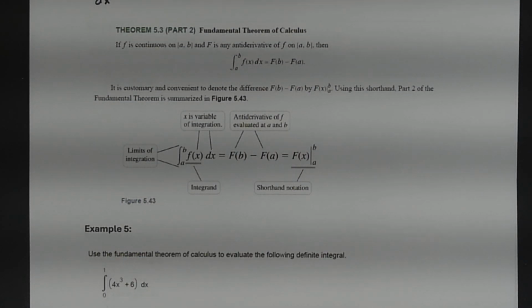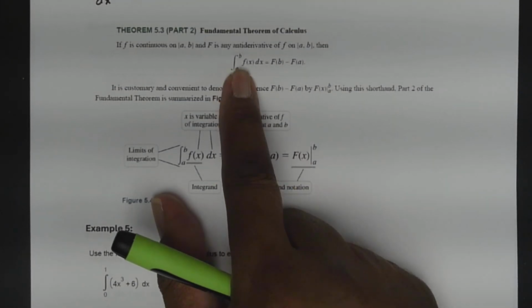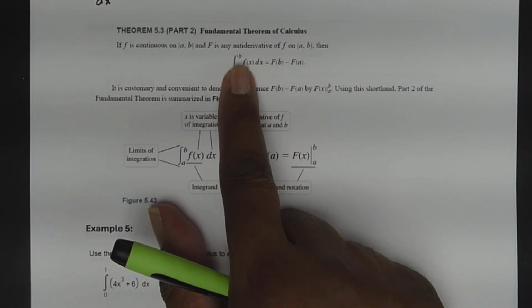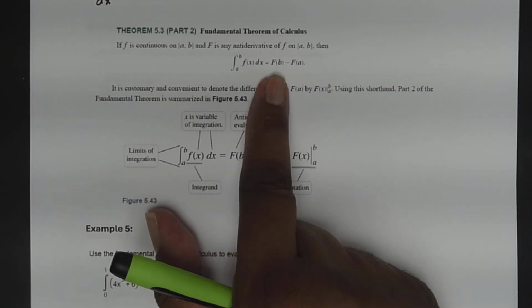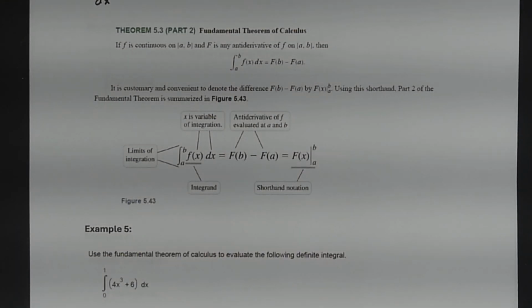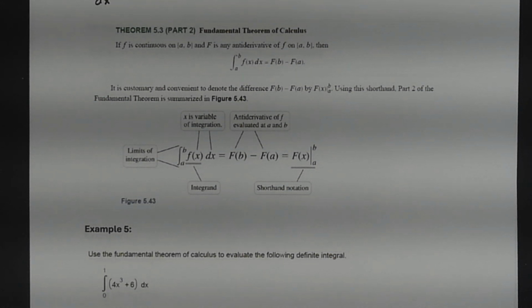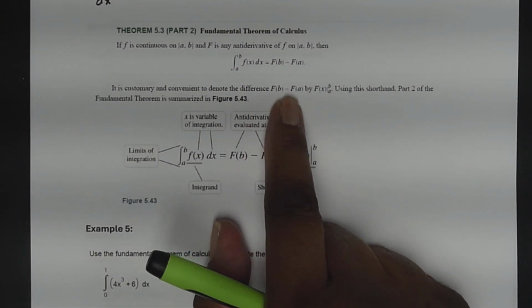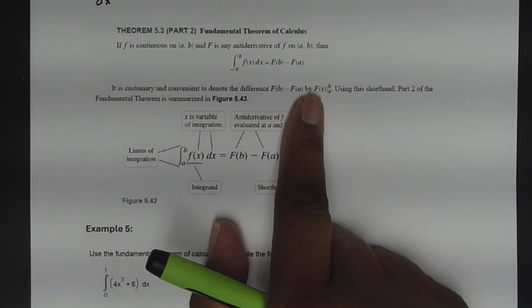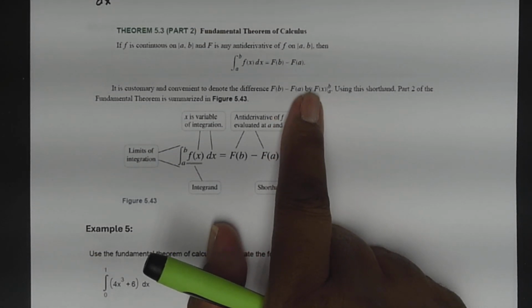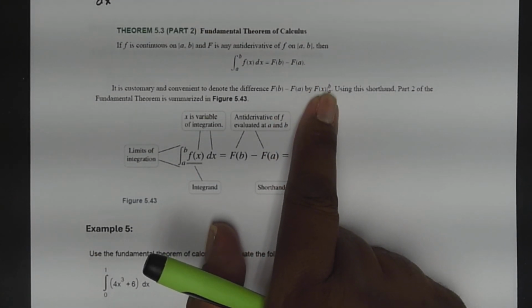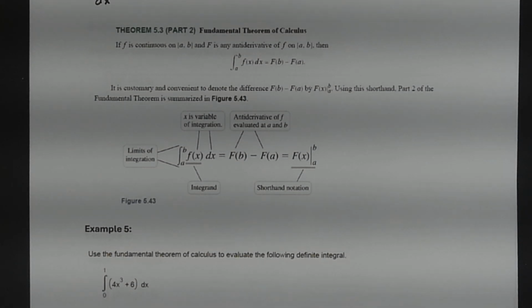We'll do the integration, but of course we're going to substitute our limits here. So it'll always be the upper limit, which is your F of b, minus your lower limit, F of a. And it is customary and convenient to denote the difference, F of b minus F of a, by this notation, F of x going from a to b. That's the shorthand.